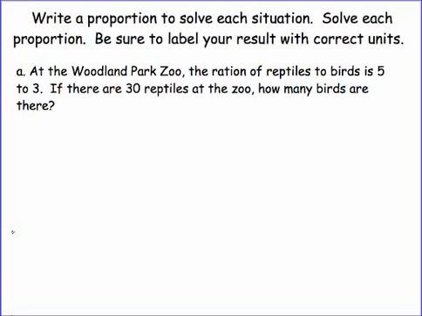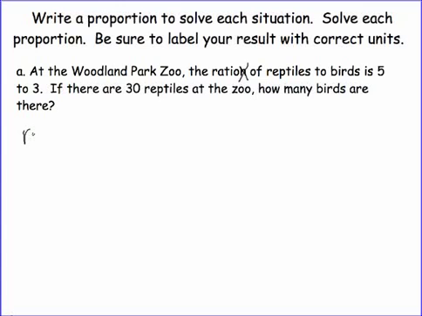Okay, this problem says write a proportion to solve each situation. Solve each proportion. Be sure to label your results with correct units. All right, so we're looking at the Woodland Park Zoo, the ratio. Oops, that should be ratio instead of ration. Means something entirely different. So the ratio of reptiles to birds is 5 to 3.